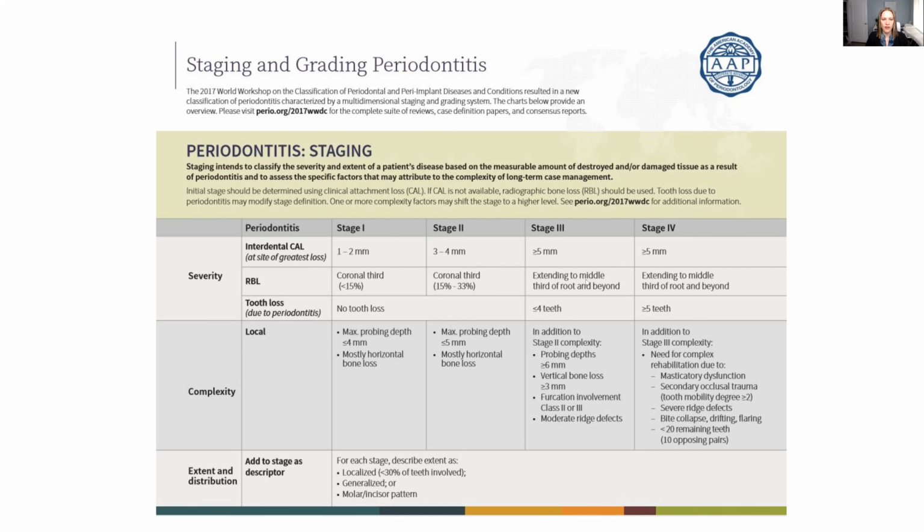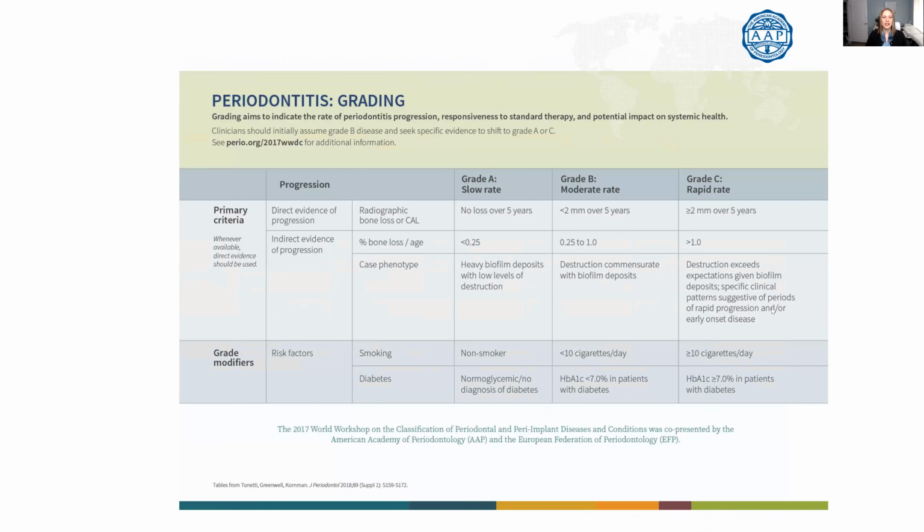Does that make sense so far? As I said, you have to determine whether it is localized bone loss and pockets, or generalized bone loss and pockets. You need to write that down. Localized is less than 30%. Generalized is 30% or more of those teeth. So is it going to be grade A, grade B, or grade C?